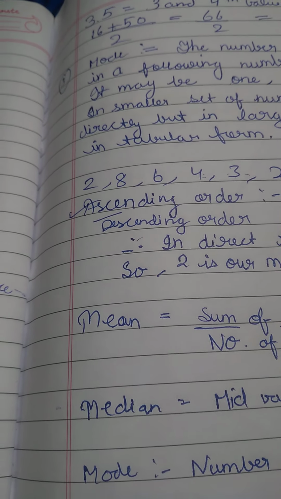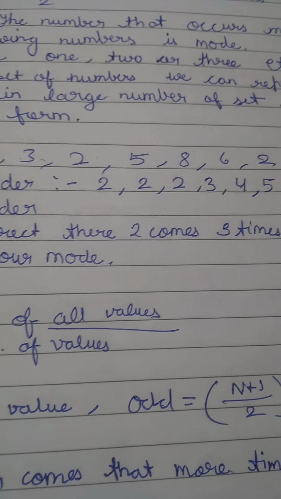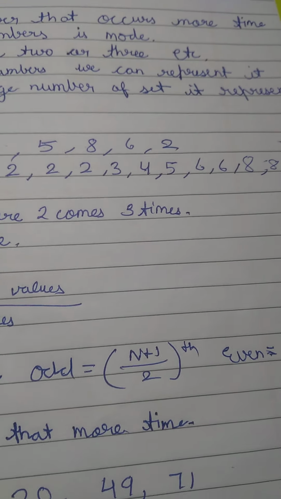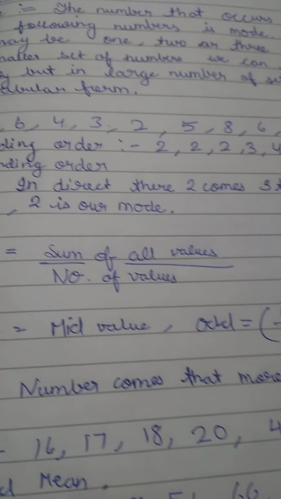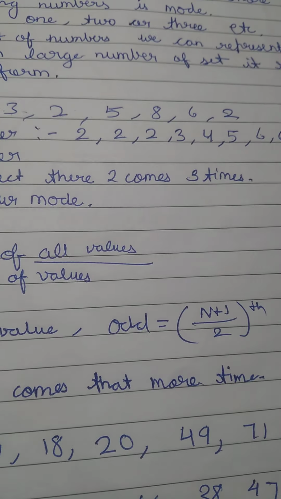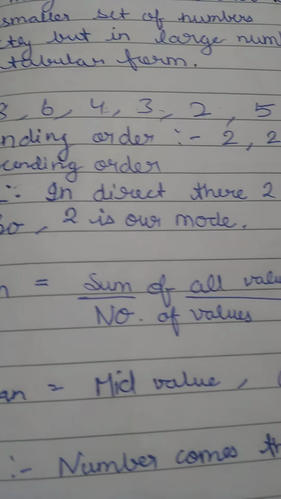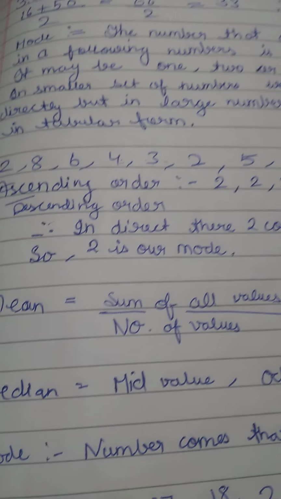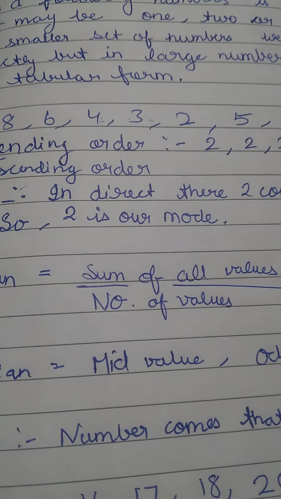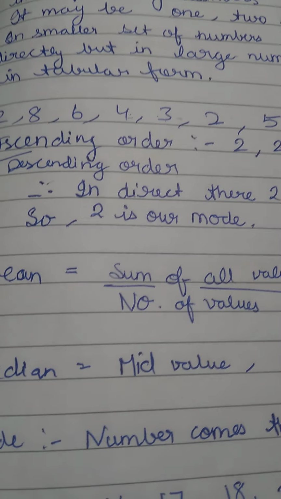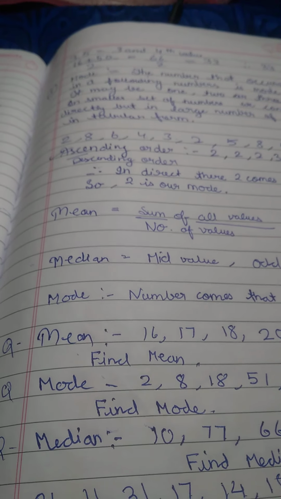First arrange in ascending or descending order. We can choose ascending order: 2, 2, 2, 3, 4, 5, 6, 6, 8, 8. Directly, 2 comes 3 times. So 2 is our mode. If any number comes more times than the others, it is our mode. If two numbers occur equally often, both are modes. And I give you questions for your easy learning.